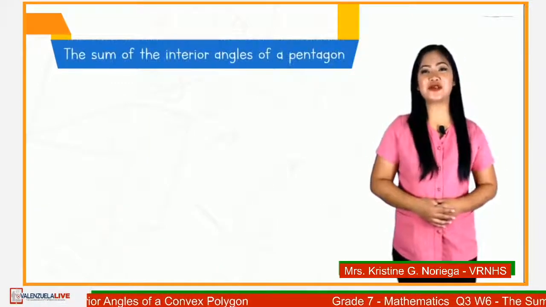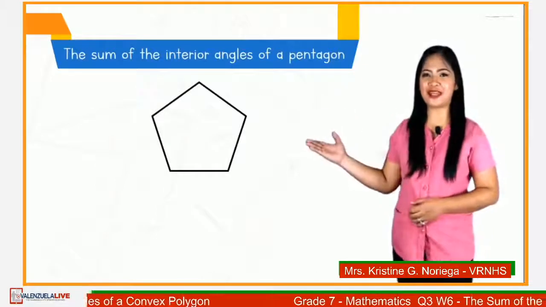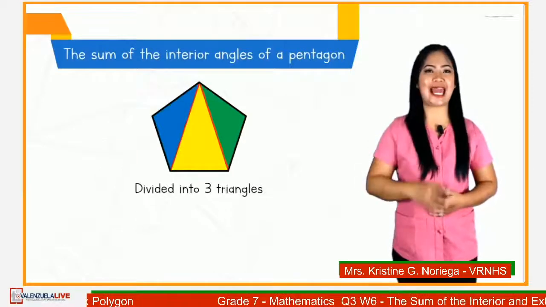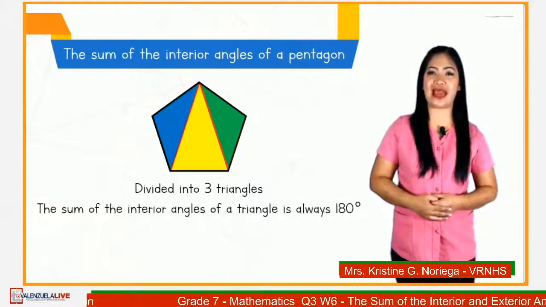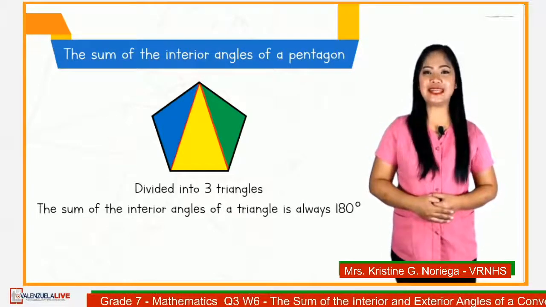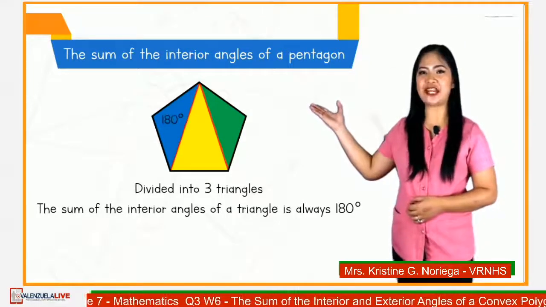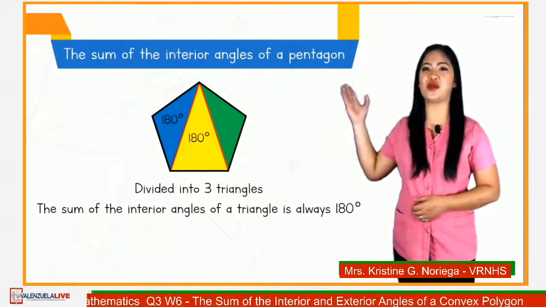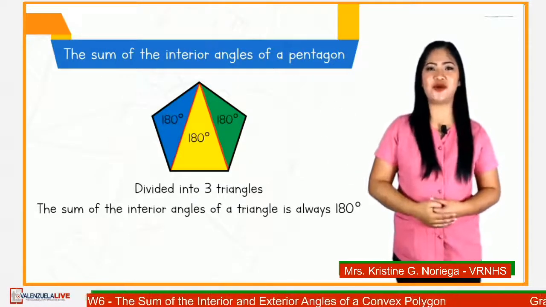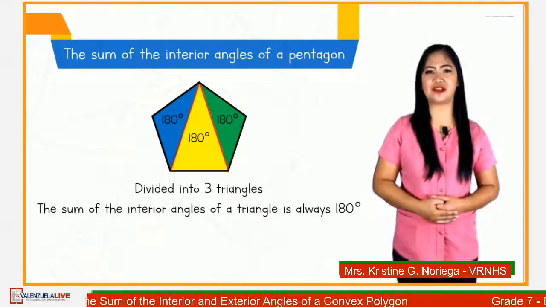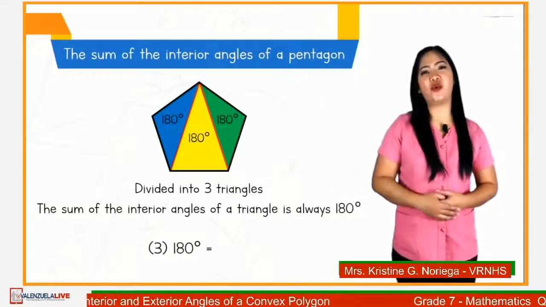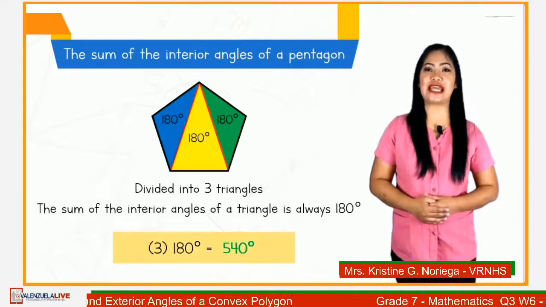This time, let us know the sum of the interior angles of a pentagon. Again, a pentagon can be divided into 3 triangles. And since the sum of the interior angles of a triangle is always 180 degrees, this triangle gives us 180 degrees, and the other triangle gives us another 180 degrees and another 180 degrees. So, for me to know the sum of the interior angles of a pentagon, that will be 3 times 180 degrees, which is equal to 540 degrees.